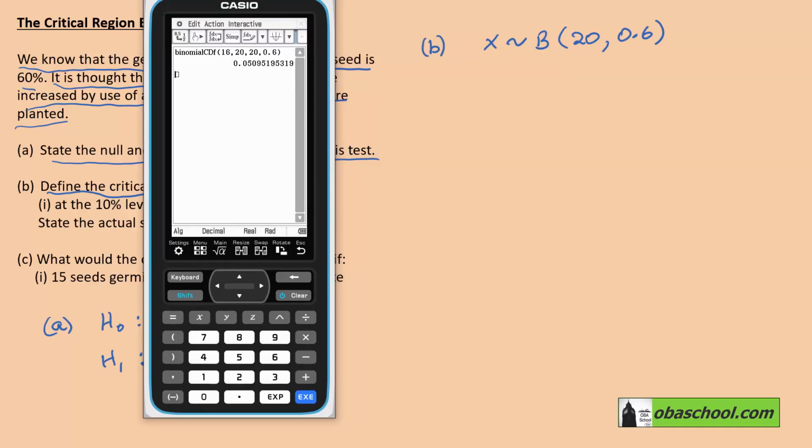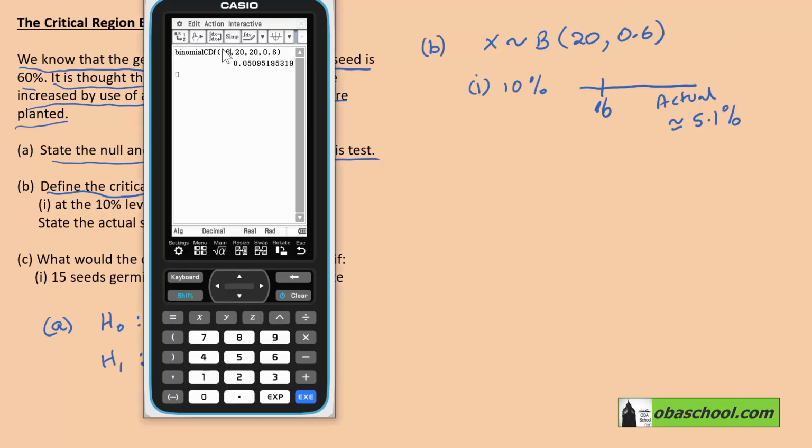So for my 10% test, my critical region is going to be from 16 upwards, and the actual significance is what we can see from the calculator here, about 1.5%. With discrete distributions, you're going to find it very rare that you'll get exactly 10%.